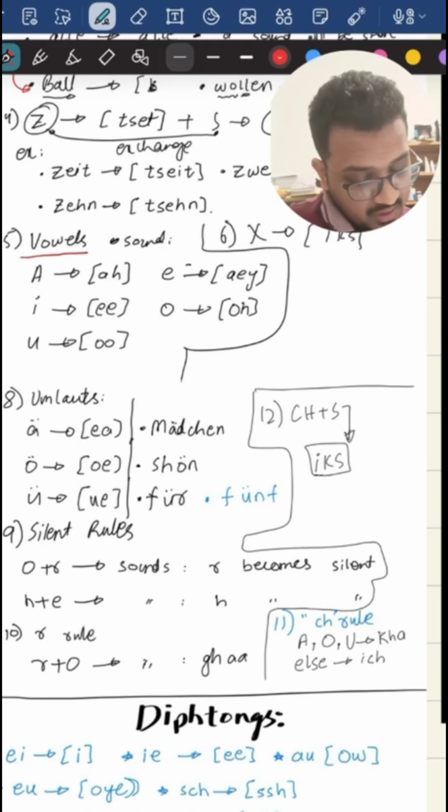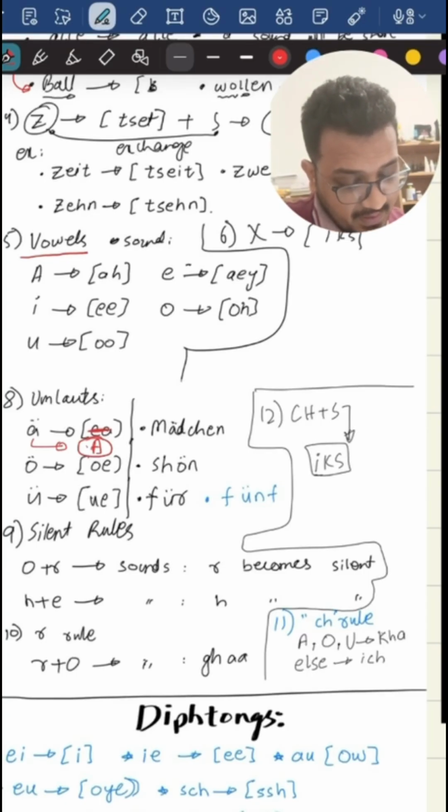So the eighth rule is basically the umlauts, which sound as ä, ö, ü. It's basically sounding like the normal English a. That's it. Don't think about that. Just ä umlaut sounds as a in English. For example, Mädchen, Schön, Für.